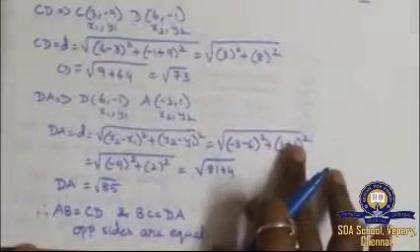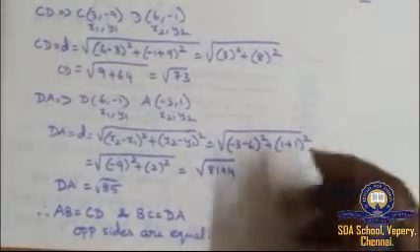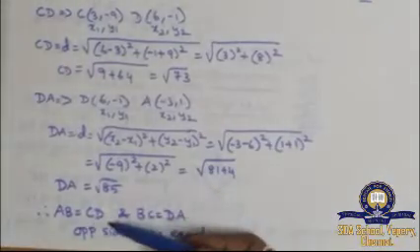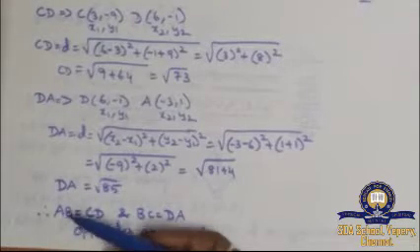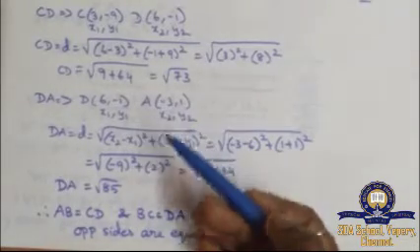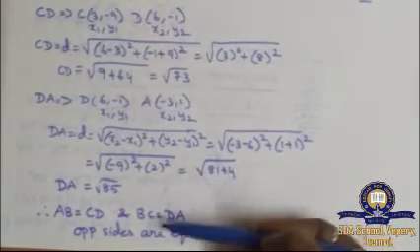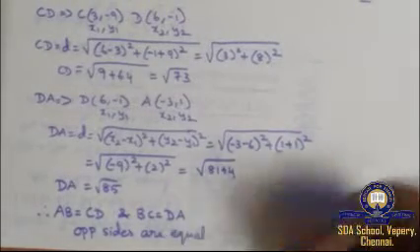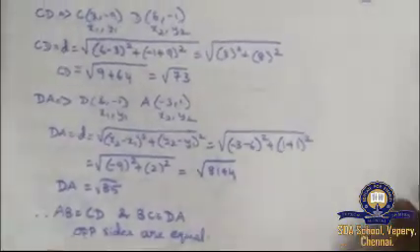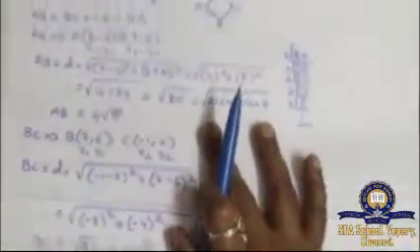So here in a parallelogram, opposite sides are equal. So AB is equal to CD. AB is root 73, CD is root 73. Same way DA is root 85, BC is root 85. So both are equal, opposite sides are equal. Next we'll move on to the sixth sum.